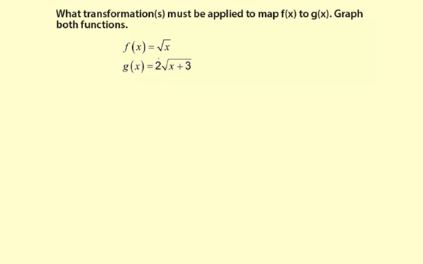Okay, so the first thing I notice here is that there's a 2 in front of the radical sign for g of x, and that means g of x is in some way 2 times f of x. And that means we're doing a vertical stretch by 2.